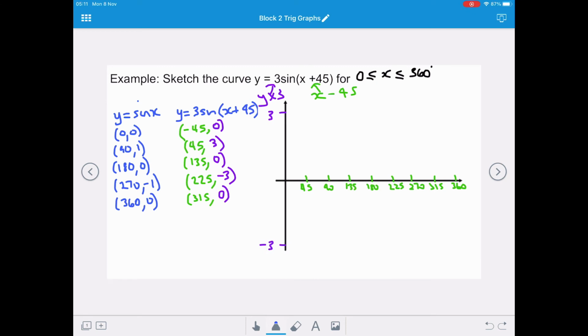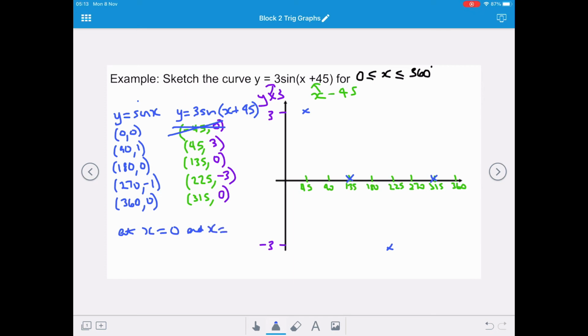Now, if we look at our key points, the first point is out of our domain. Our domain is between 0 and 360, so we're going to plot (45, 3), (135, 0), (225, -3), and (315, 0). Now you can see that if we were to join these points up together, we would have a bit missing at the start and the finish.